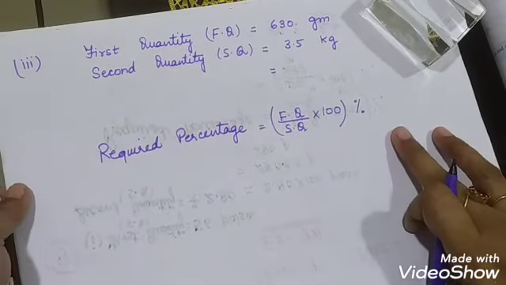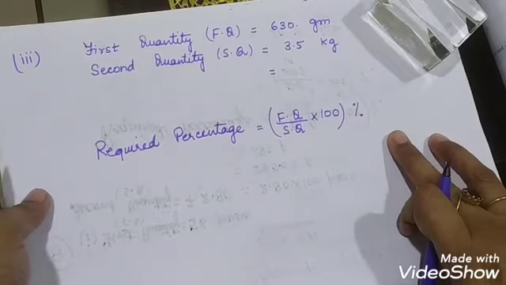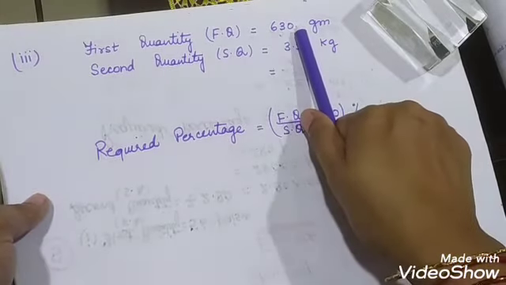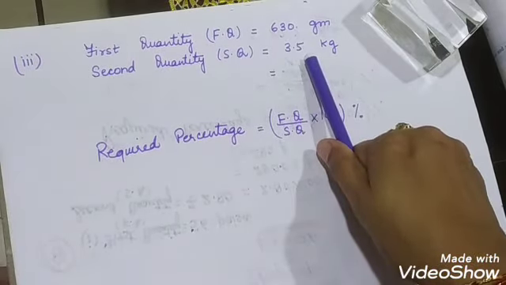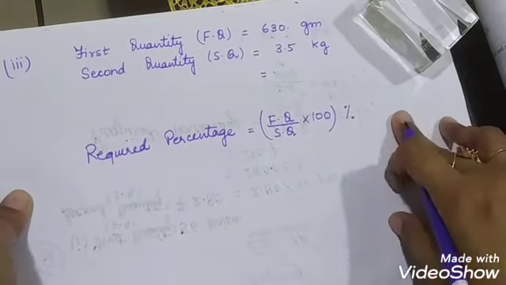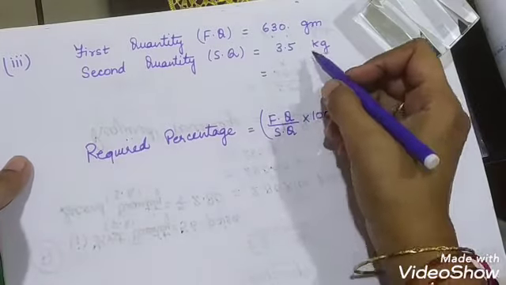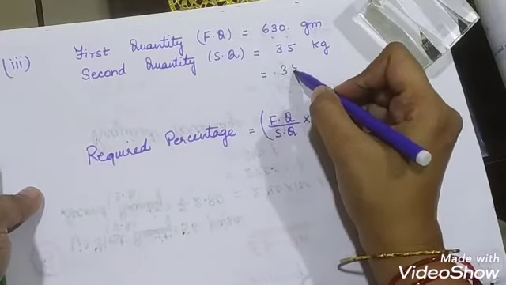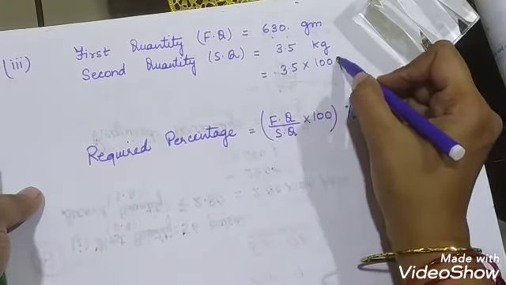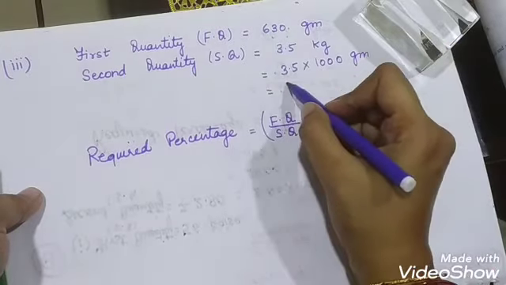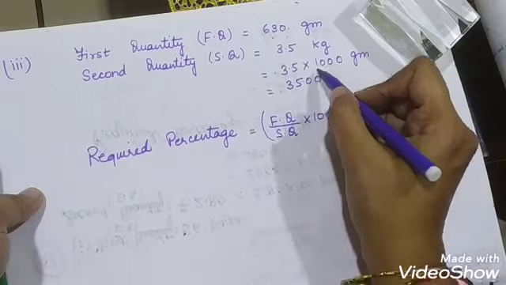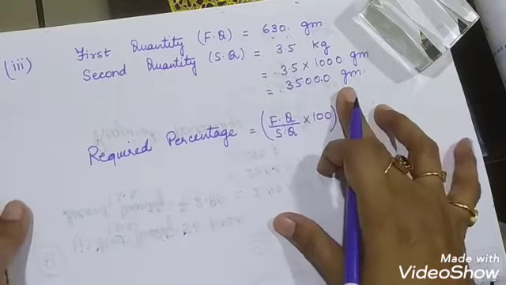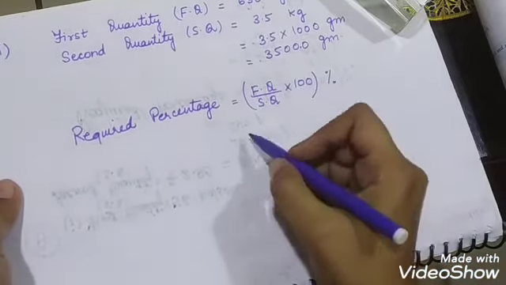Now moving towards the next part, which is part number 3. In the third part of this question, the first quantity is given as 630 gram, and you need to express it as a percent of 3.5 kilograms. So the first quantity is 630 gram and the second quantity is 3.5 kilogram. We make both the units the same. It is in kilogram, so we will convert it into gram by multiplying by 1000. 1 kilogram is equal to 1000 gram. When you multiply, it will be 3500 gram.